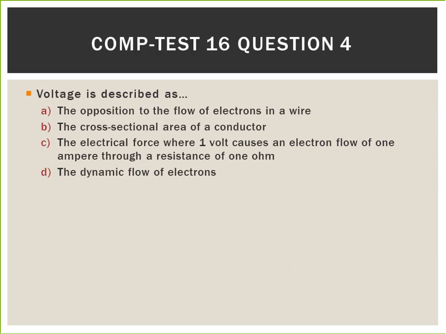Comp Test 16, question number 4. Voltage is described as A, the opposition to the flow of electrons in a wire, B, the cross-sectional area of a conductor, C, the electrical force where 1 volt causes an electron flow of 1 ampere through a resistance of 1 ohm, D, the dynamic flow of electrons.